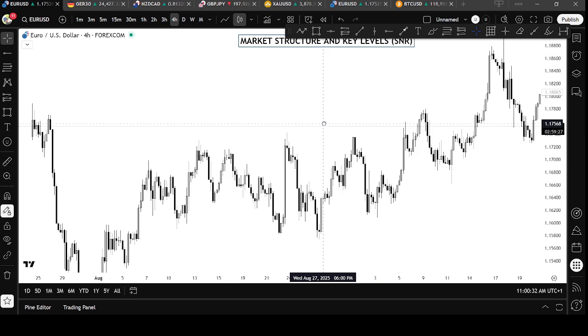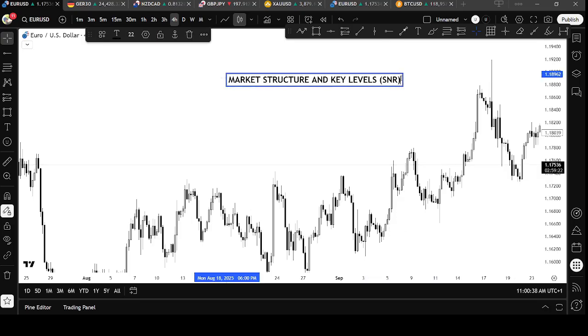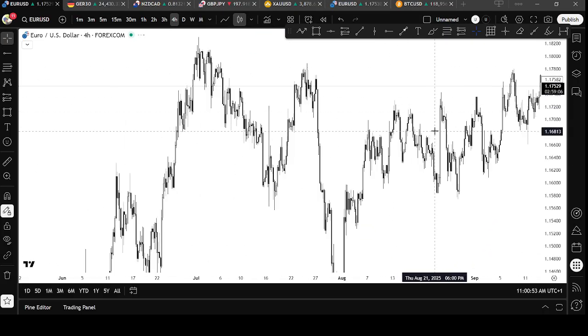We are also going to be talking about storyline today. Let me add that storyline. We'll talk about storyline and also how to combine multiple time frames. So let's get into the chart.